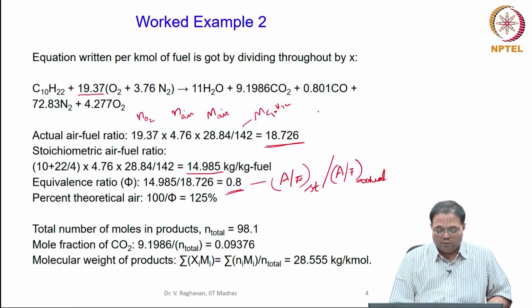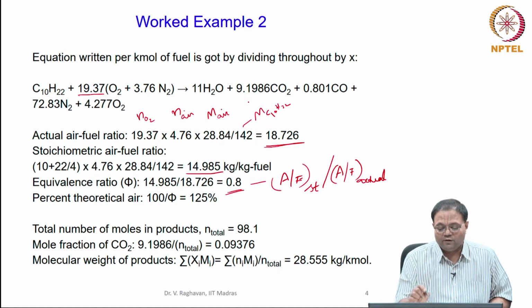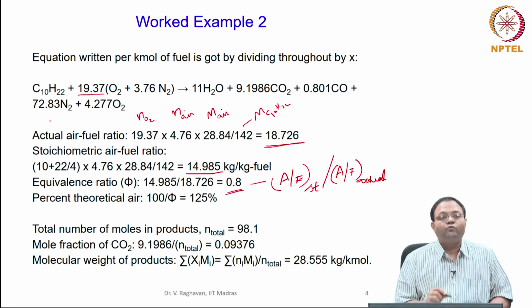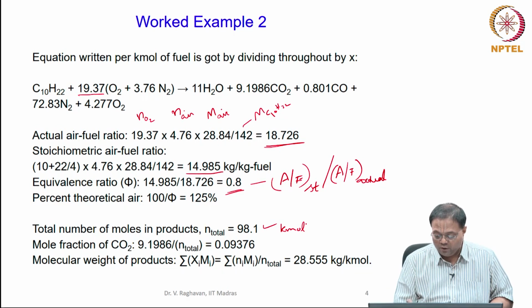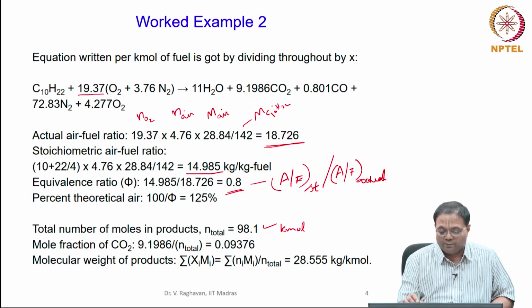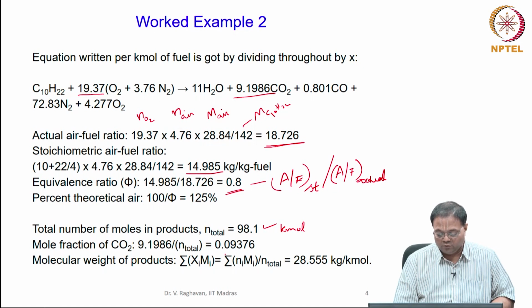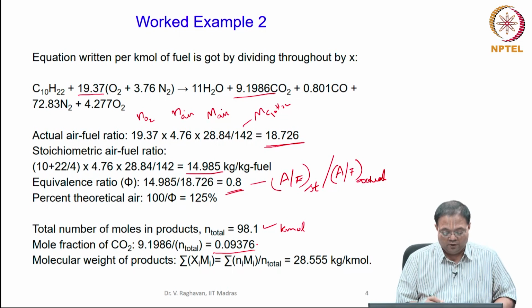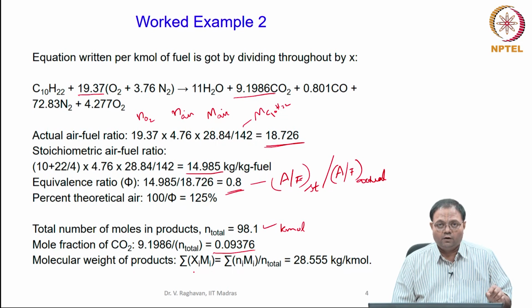Okay. So total number of moles you can find here. Total number of moles is, just add this 11 plus 9.1986 plus 0.801 plus 72.83 plus 4.277, that is 98.81 kilomoles. And mole fraction of CO2 is number of moles of CO2, that is 9.1986 divided by 98.81, that will be this. Okay. Similarly, you can do the molecular weight of the products. It is nothing but sigma xi, that is mole fraction of each product species, multiplied by its own molecular weight.